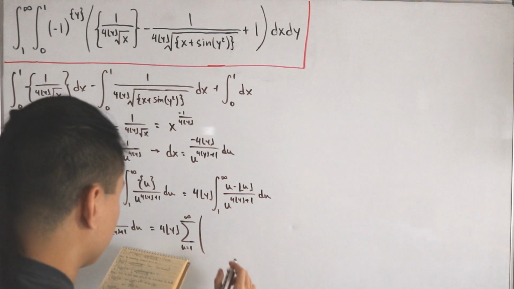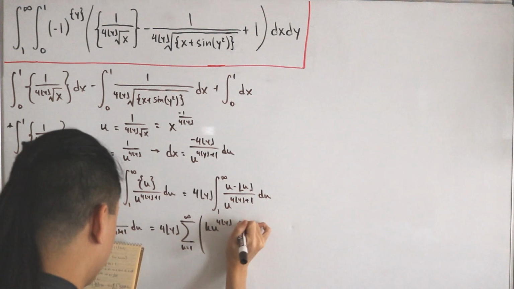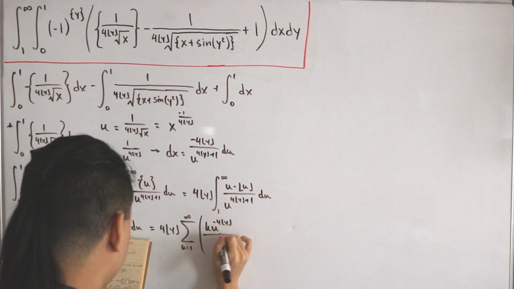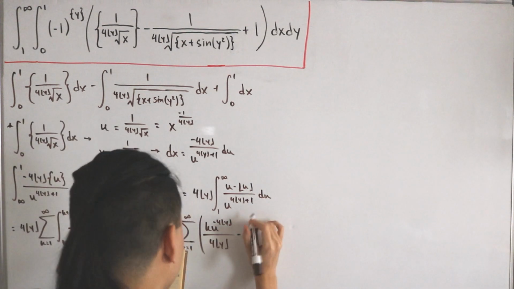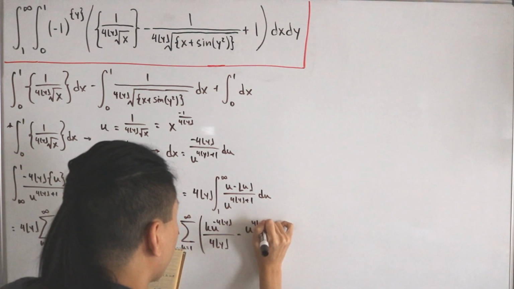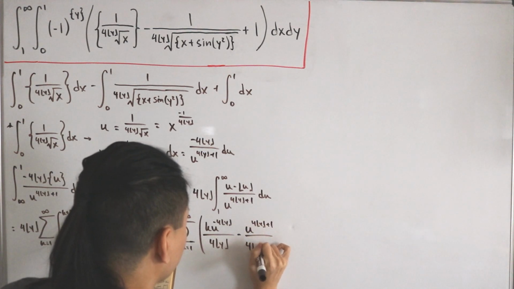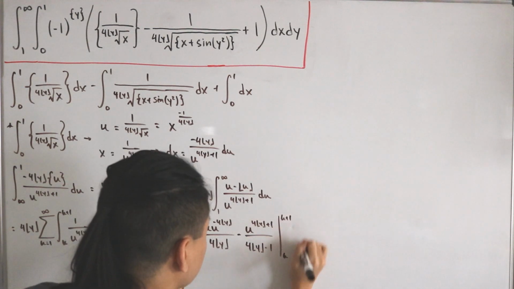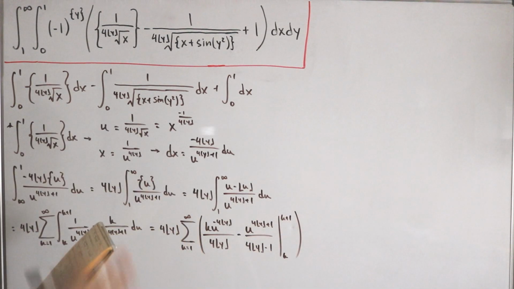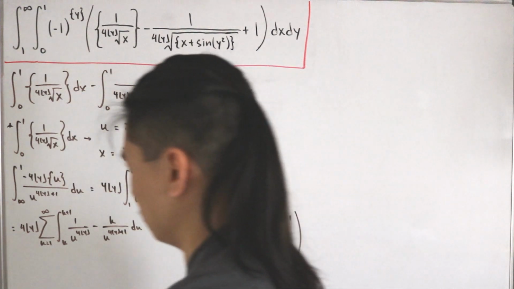So yielding us k times u to the power 4 floor y, negative, divided by 4 floor y, and then subtract u to the power 4 floor y, add 1, being divided by 4 floor y, subtract 1. And evaluate from k to k plus 1. The next step is going to be a pretty long one, so just bear with me on this. If you made it this far, we're not even halfway through, just saying.